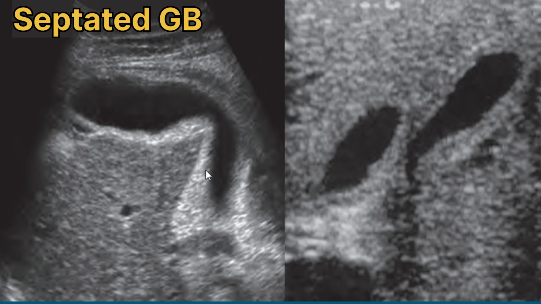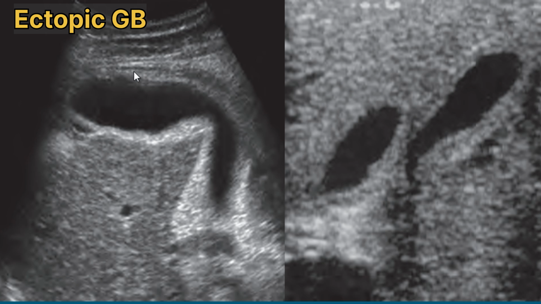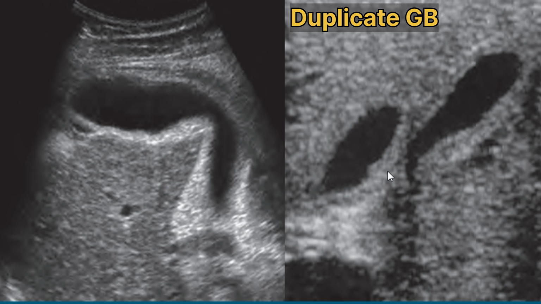Now here you can see the ectopic gallbladder. This is the longitudinal view of the right upper quadrant of a patient with a small liver due to cirrhosis, and this is the liver margin that looks nodular due to the cirrhosis. This is the gallbladder, and you can see that the gallbladder body and the fundus are interposed between the liver and the abdominal wall.